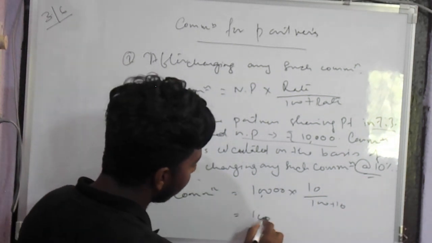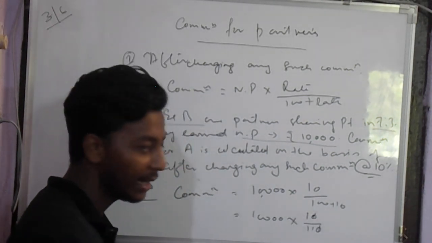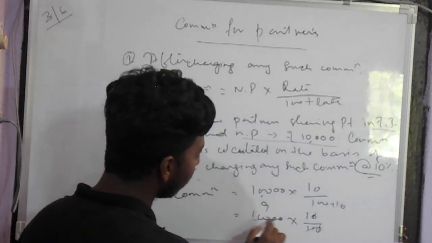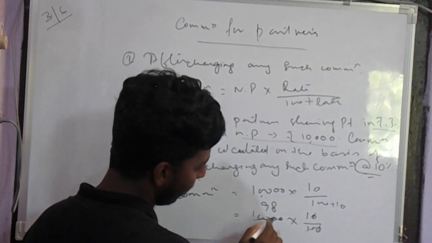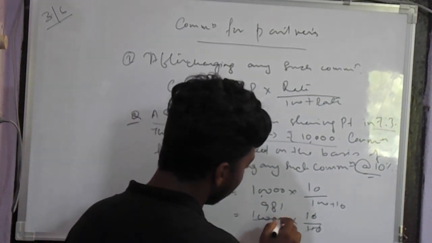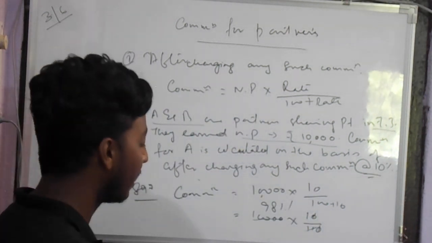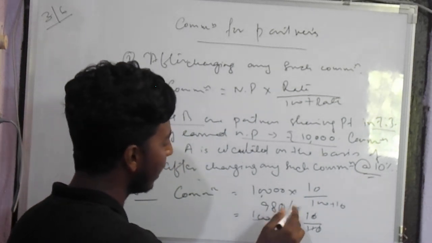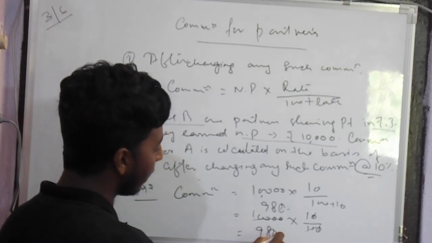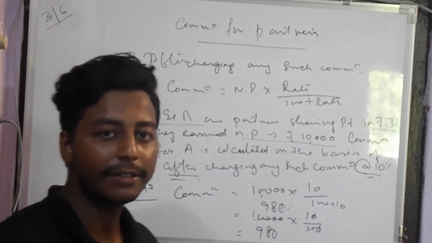So it will be like this: 10,000 into 10 by 110, right? So it will be around 11 9s are 99, then 90, 11 8s are 88, then 20, 11 1s are 11. It will be something like this, 981, let's take it as 980. Let's round it up to 980. So the commission in this case will be rupees 980.